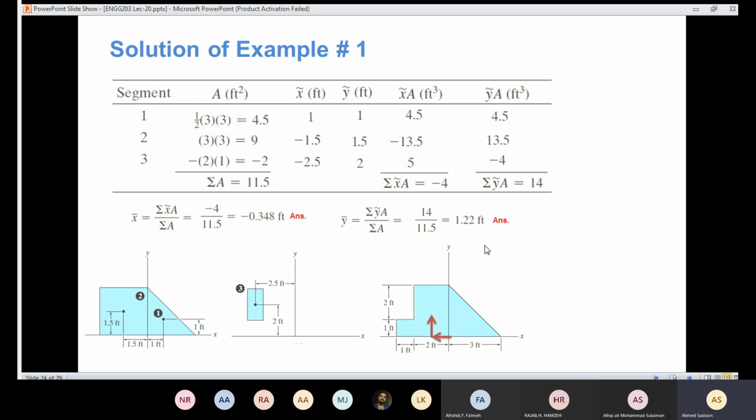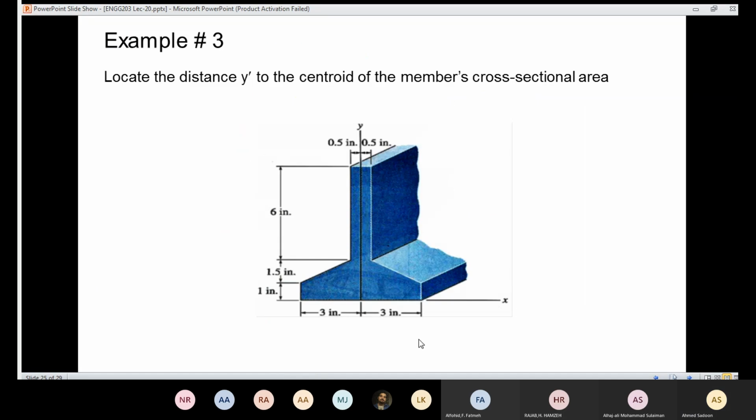Okay, so after you get the answer, you need to understand how to use your common sense in order to know whether your answer is correct or incorrect. Now I'm going to give you the chance to ask questions about this example. So now let's move to example 3.